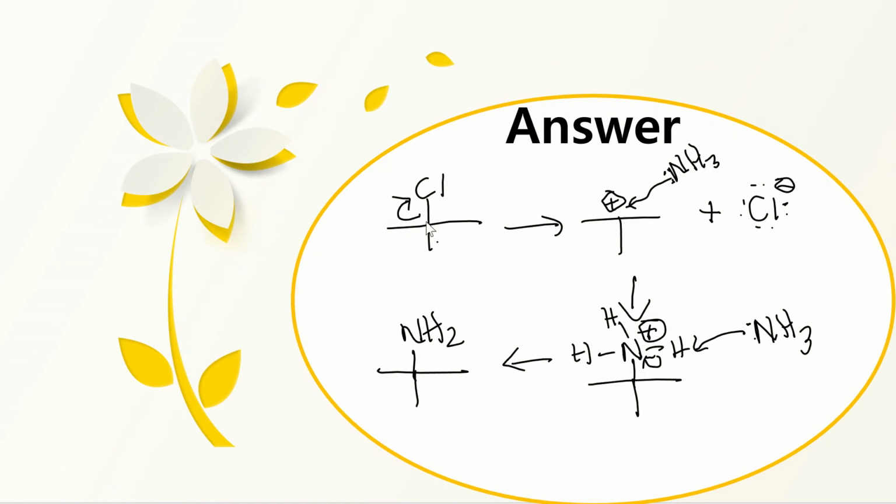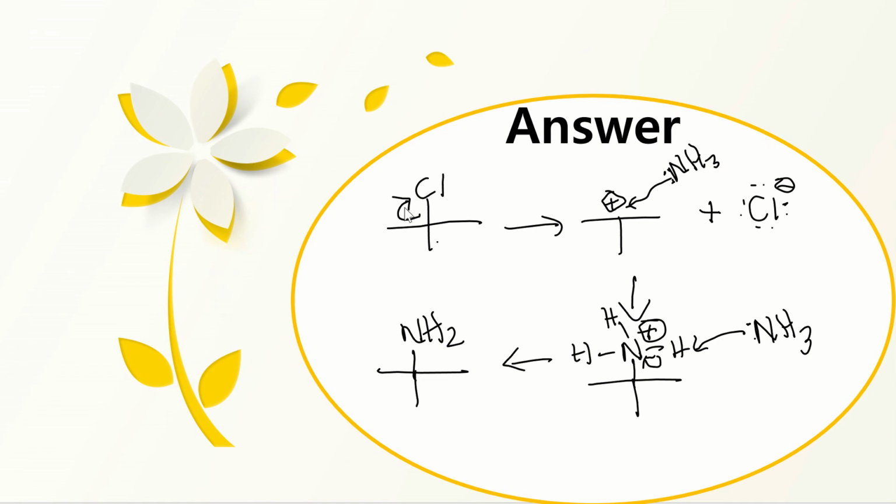So the arrow would start on the bond, end on the chlorine to generate our very stable tertiary carbocation, which is now susceptible to attack by the nucleophile, in this case ammonia, right? So our ammonia will attack our positive center, and form our ammonium ion, as we have seen already, right?